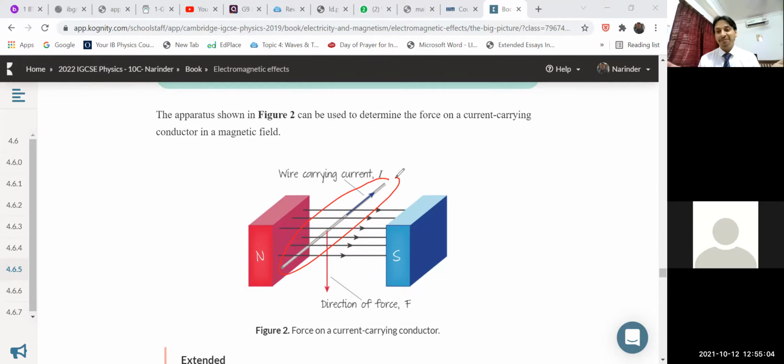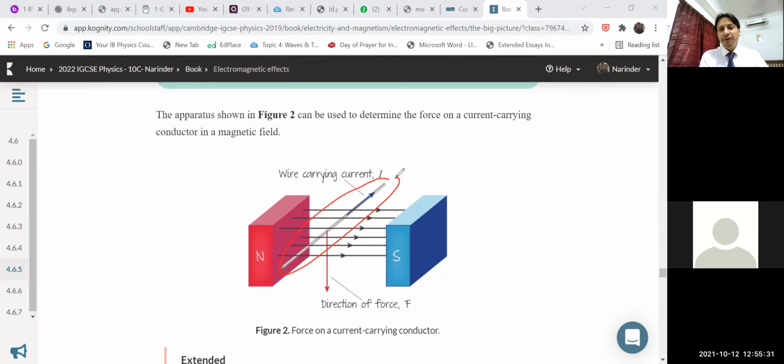That's a miracle. It's a magic. You can show this activity to your parents, to your friends. You need a magnet, you need a wire, a thin copper wire you can use. Place that conductor. Definitely current should pass through, so you need an external circuit, a battery, to make the current pass through the conductor. And then you will experience the conductor will either jump downward or upward.